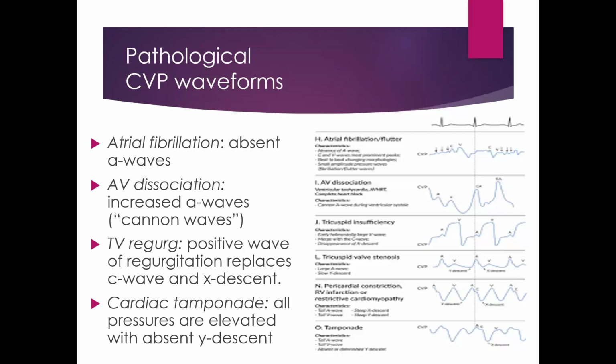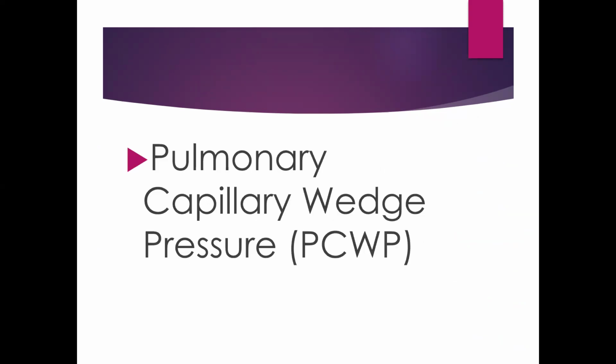When there's cardiac tamponade, all the pressures are elevated. The right heart pressures are elevated, and you will see an absent Y descent. So just looking at the CVP waveforms, you can get a lot of information that will help you in management of your patient. All right, so that is the central line.